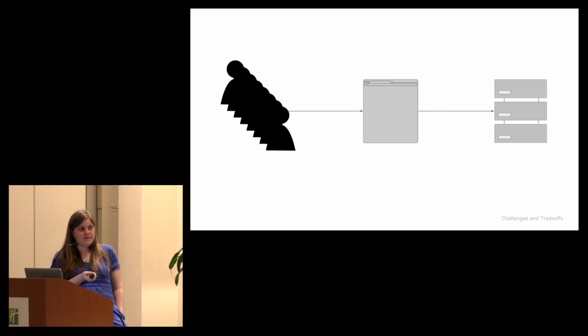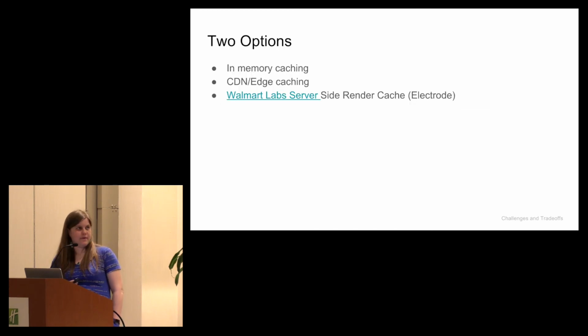You can do CDN edge caching, or you can do in-memory caching. If you're going to go the in-memory caching route, Walmart Labs has a server-side render cache library that looks super cool. I've not had a chance to try it out, but it looks like it offers some really good options for improving your server performance. And it's fairly granular, so you could do sub-parts of templates and pages. But let's talk a second about the CDN and edge caching.